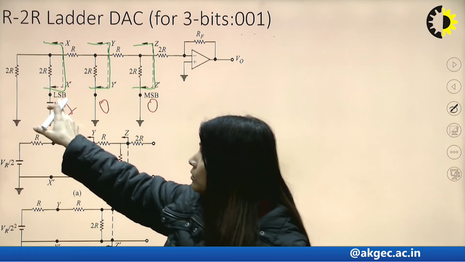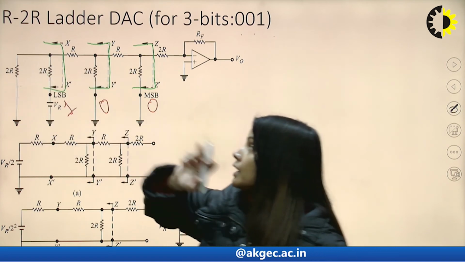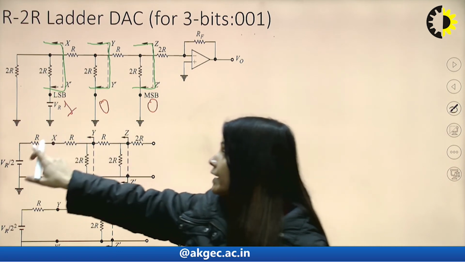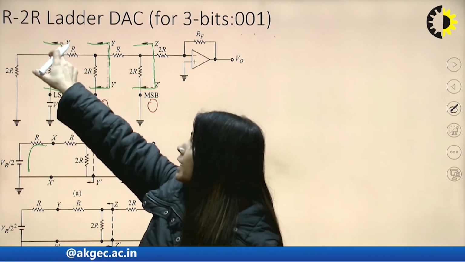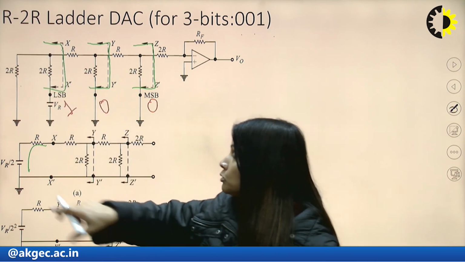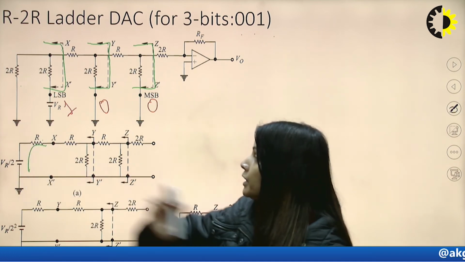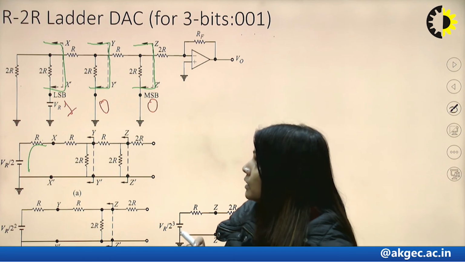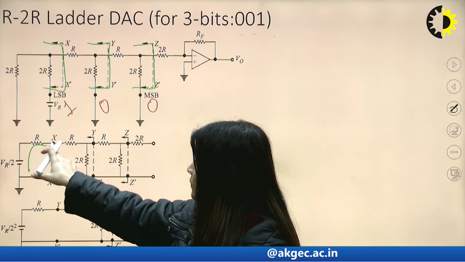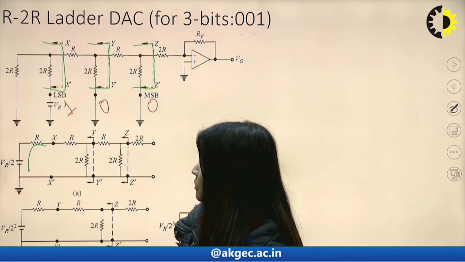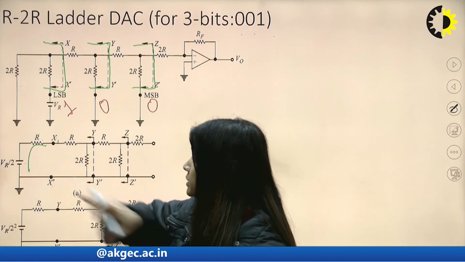So there is a 2R and 2R. These two 2Rs are in parallel. So we can write it as VR by 2R between X and X dash. So the resistance is R and the voltage is VR by 2, right? Now, similarly here, see X and X dash. Okay. So X and X dash, the resistance is R, the voltage is VR by 2.